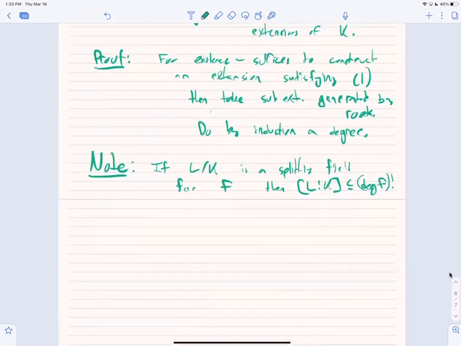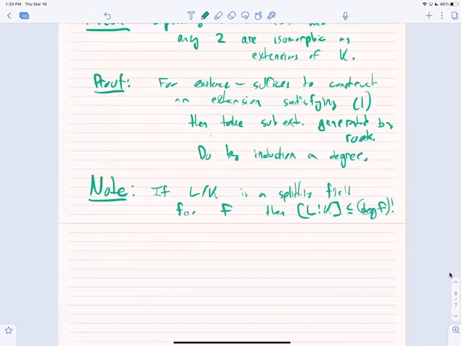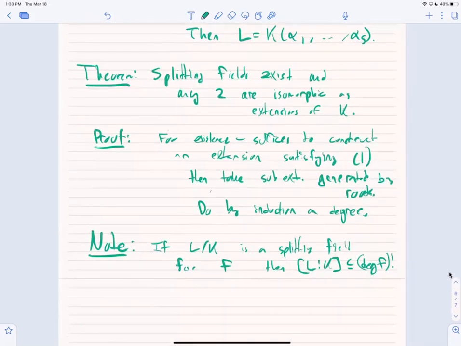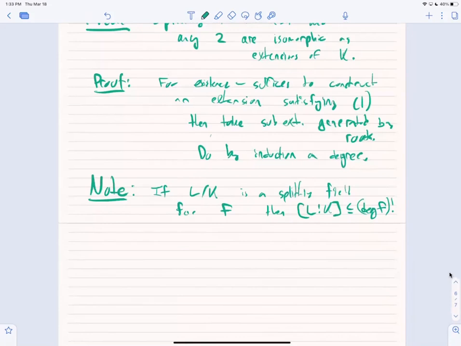Okay, so this is sort of useful to know. There are other ways to see this, and we'll talk about this again later too. Okay, but that was a side note.